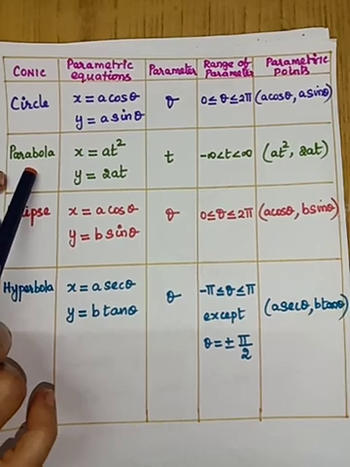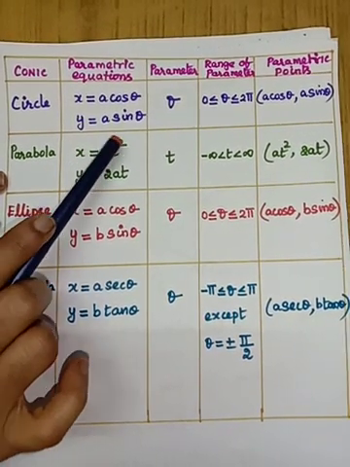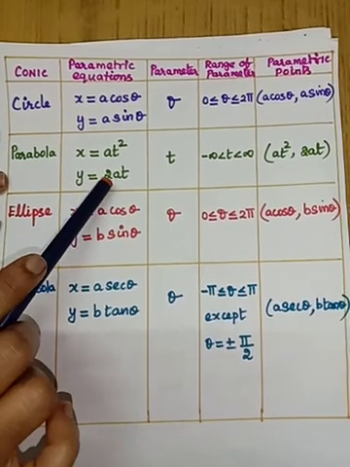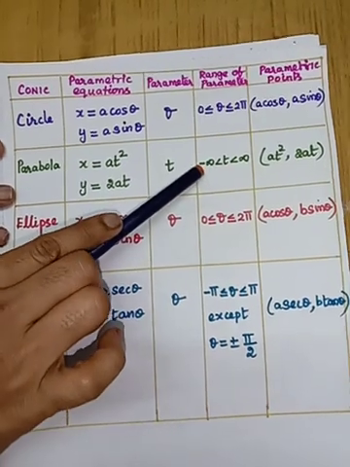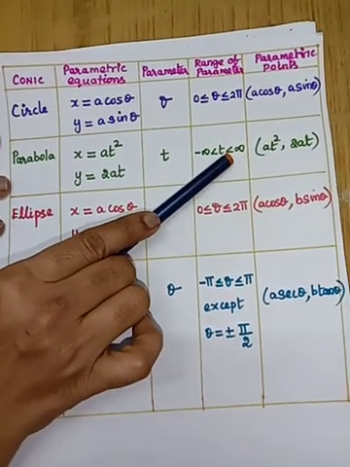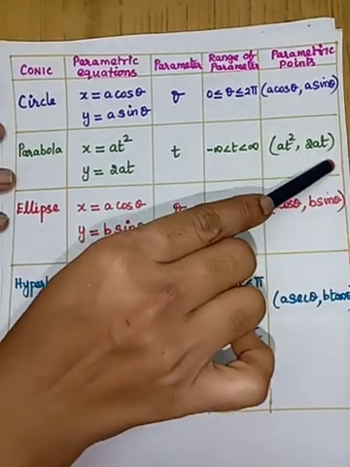Come to the conic parabola. The parametric equations are x is equal to a t squared and y is equal to 2at. So the parameter is t. t varies from minus infinity to plus infinity. The parametric point is at squared, 2at.